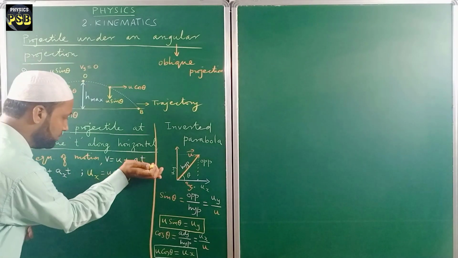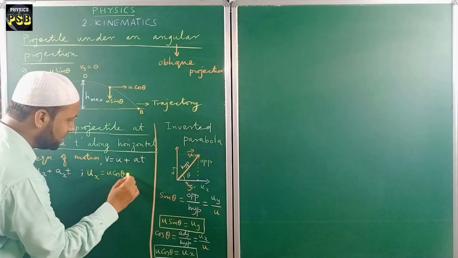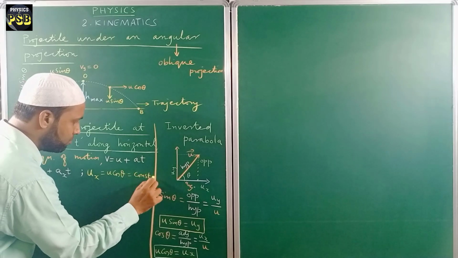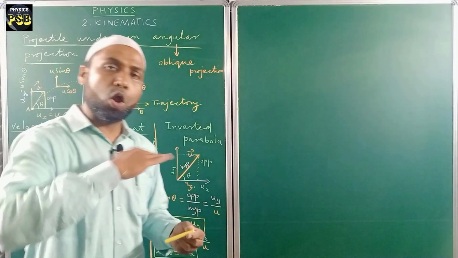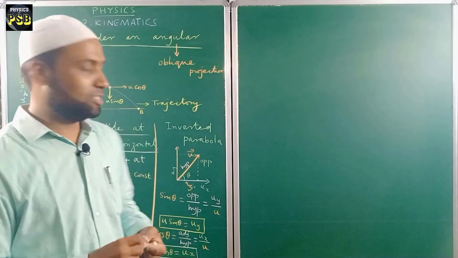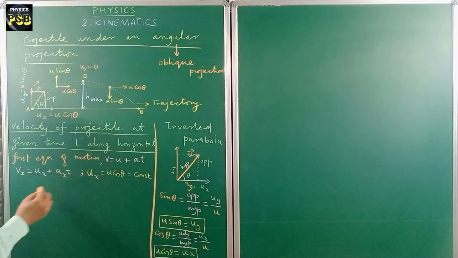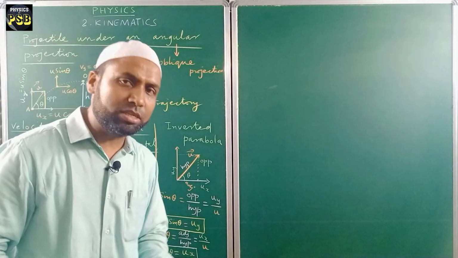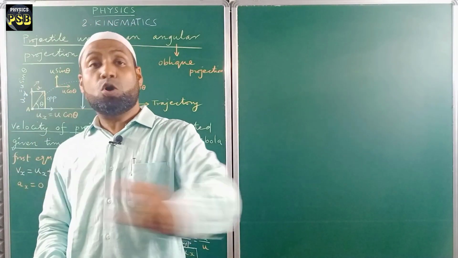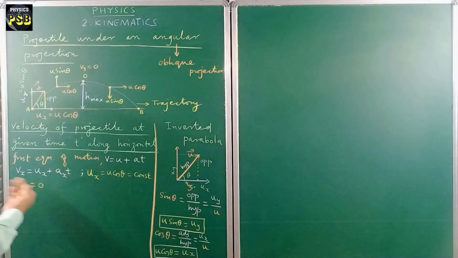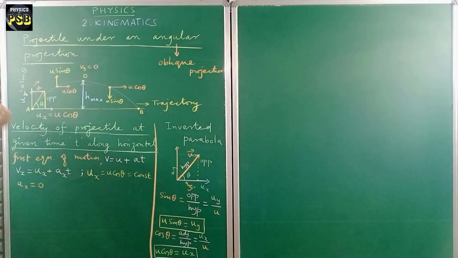As this is a constant, there is no acceleration along the horizontal direction. So ax is taken as 0 here because there is no acceleration. When there is no change in the velocity, it means the object is not accelerating. Hence the acceleration is 0. Now I am going to substitute the value of ux and ax in this equation.